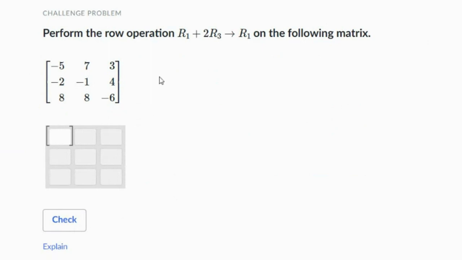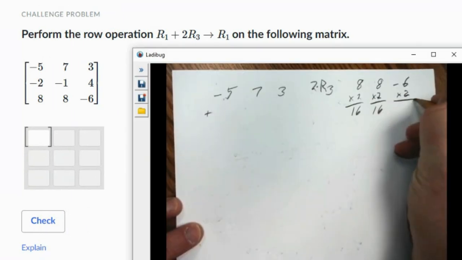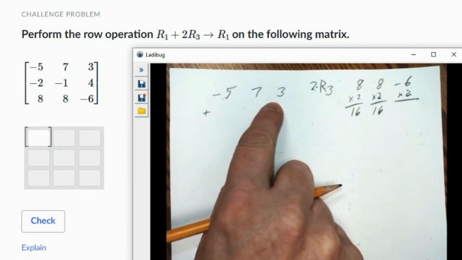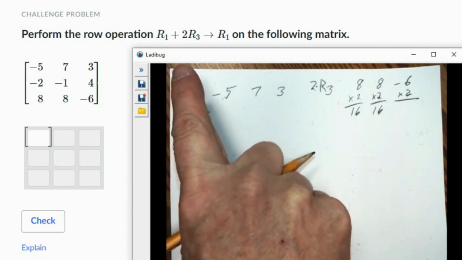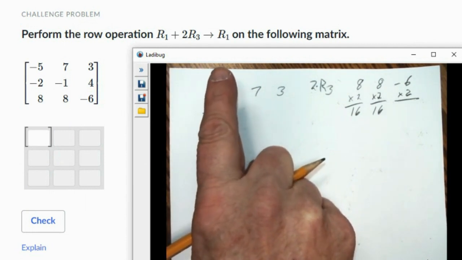Perform the row operation. Row 1 plus 2 times row 3 becomes the new row 1. Ooh, getting tricky. So the new row 1 is going to be what? Okay, so row 1 is -5, 7, and 3. All right, and up here it says row 1 plus 2 times row 3 replaces row 1.